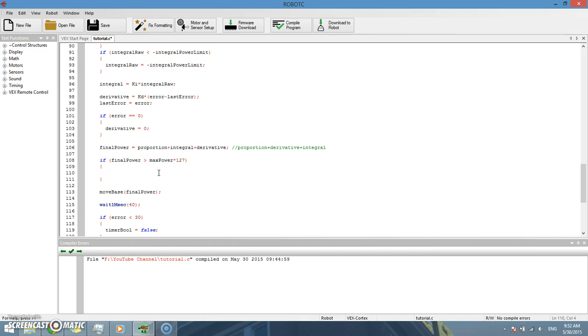And alright, if the final power is greater than max power times 127, we should forcefully set it equal to max power times 127. So no matter how big it is when added right here, if I detect it's bigger, I'm just going to preset it right here before I send it to the base.